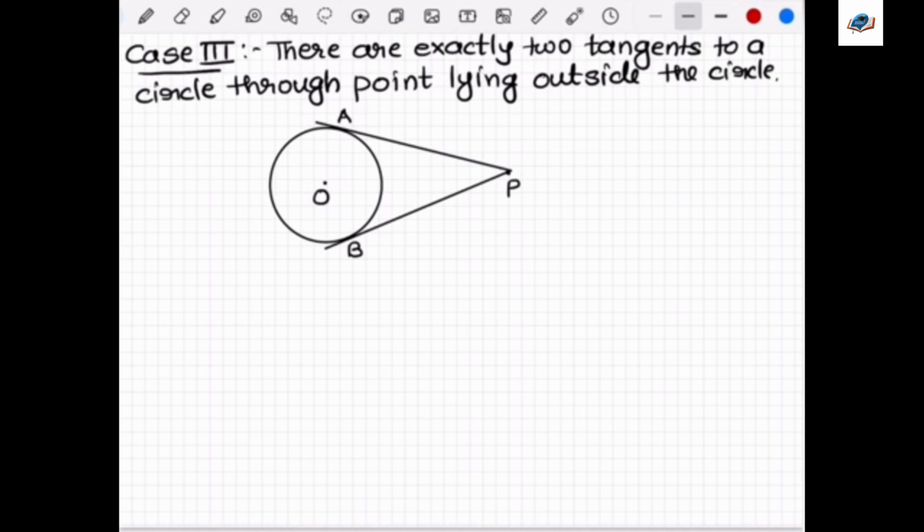So proof: in triangle POA and triangle POB, angle PAO equal to angle PBO equal to 90 degrees. PO is equal to PO, that is common.